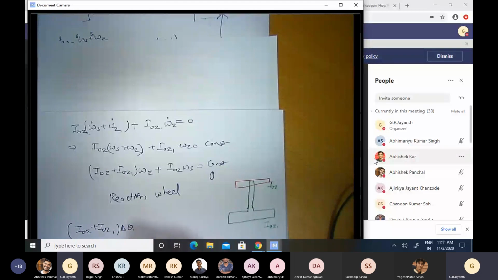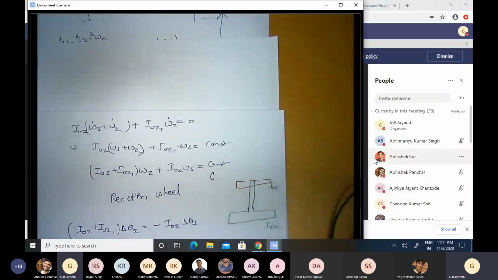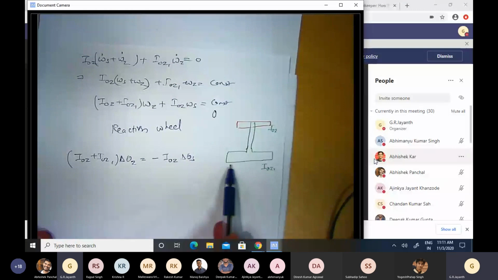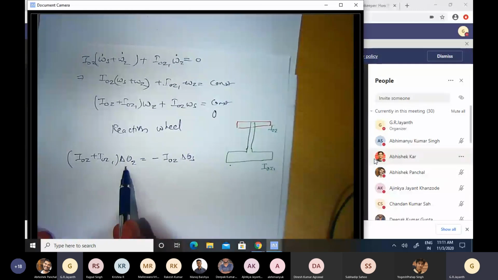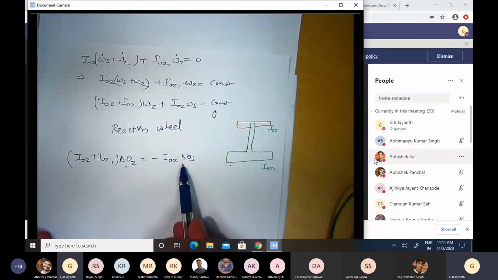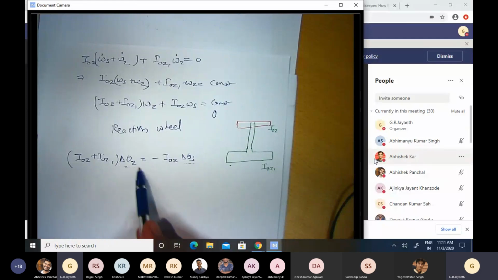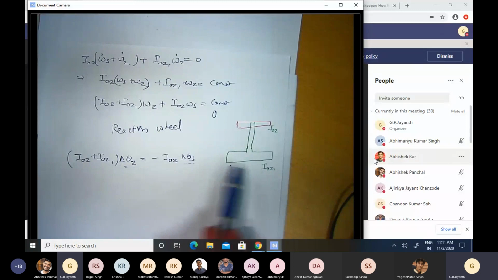What shall I call this? Delta theta z should be equal to minus I0z delta theta s. So if I want to change the orientation of this by a certain amount delta theta z, I can spin the wheel by an angle delta theta s, which is given by this expression here, to change the orientation of the other rigid body by delta theta z.